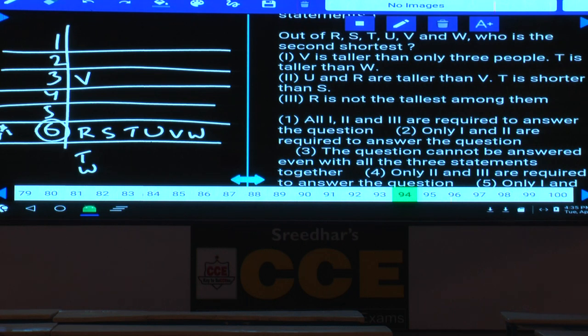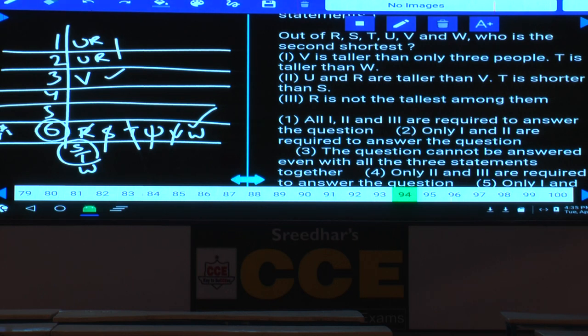Then what about condition number 2 here? U and R are taller than V. As U and R are taller than V, U and R can be in any order. T is shorter than S. As T is shorter than S, S is taller than T, isn't it? Now by combining 1 and 2, if you observe here, V cannot be at the last place. U and R are at the first two places, and U and R cannot be at this place, isn't it? And the remaining, S cannot be at the last place because S and T are taller than W, and S cannot be here, T cannot be here, then who is the person here? W is the person.